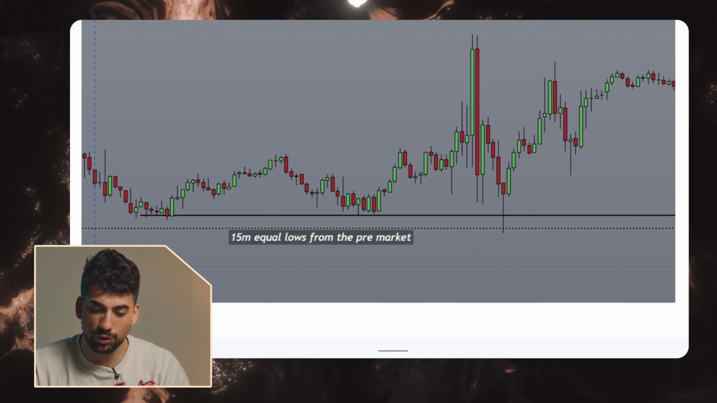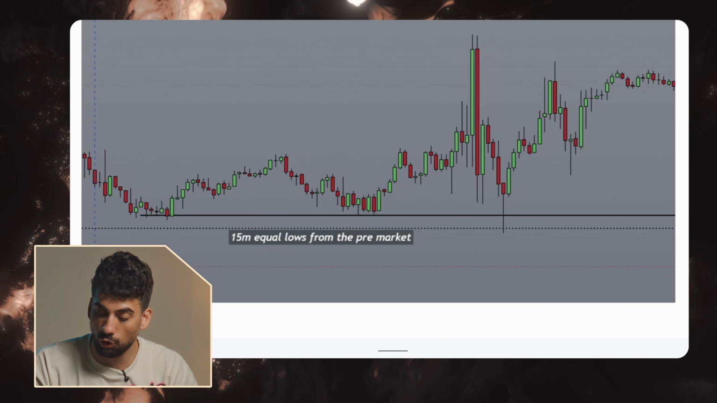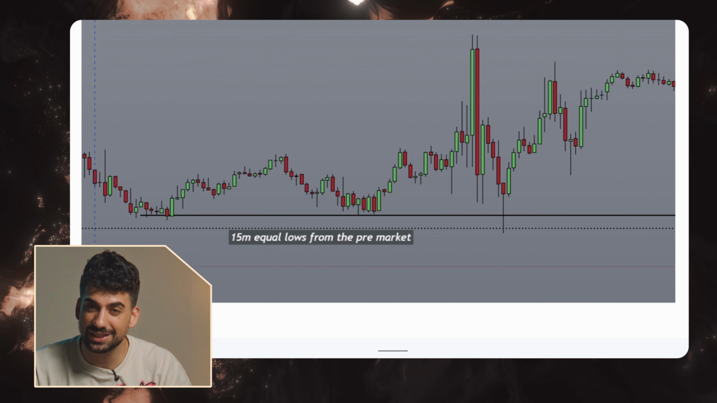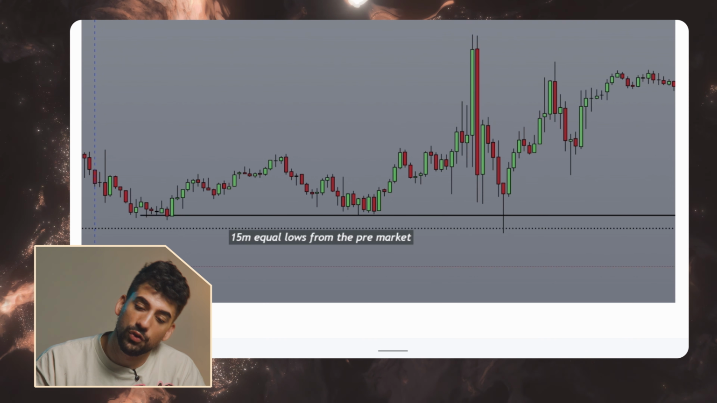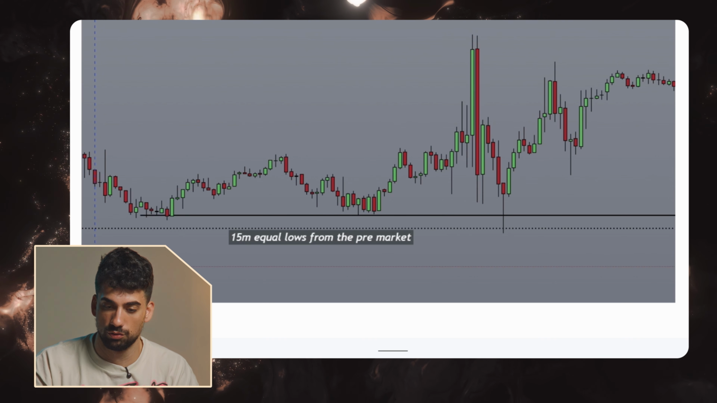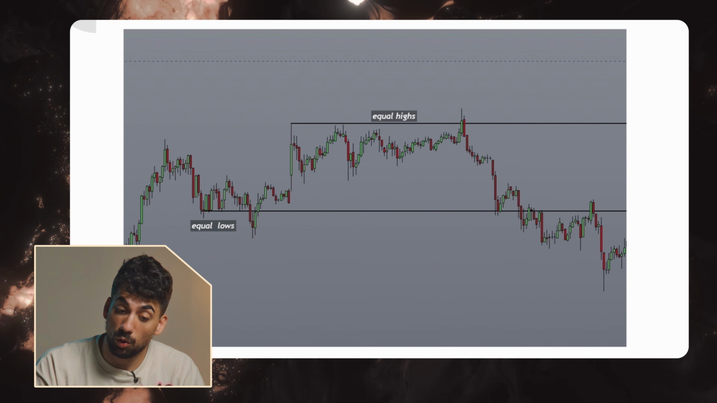A really clean example here, we have 15-minute equal lows from the pre-market. Price will use this as a strong magnet. When it takes it out, closes back above it, it V-shapes back up for the external range. Now let's look at more examples.